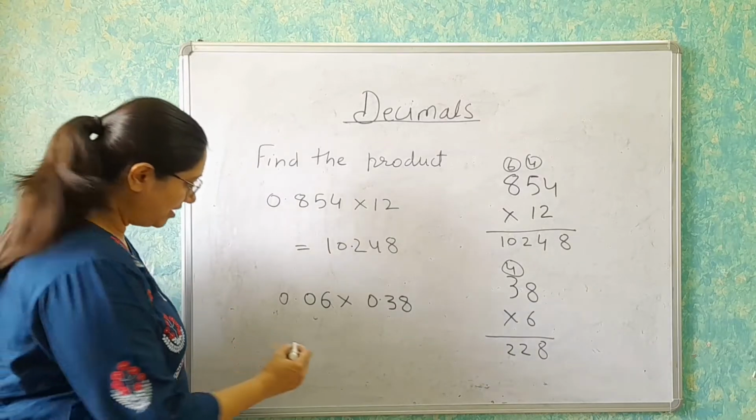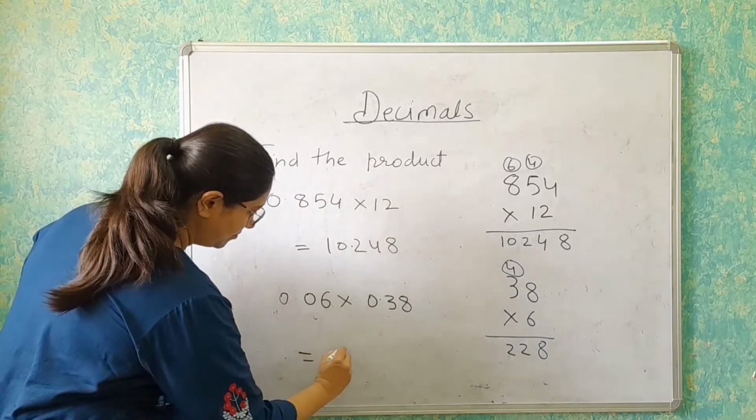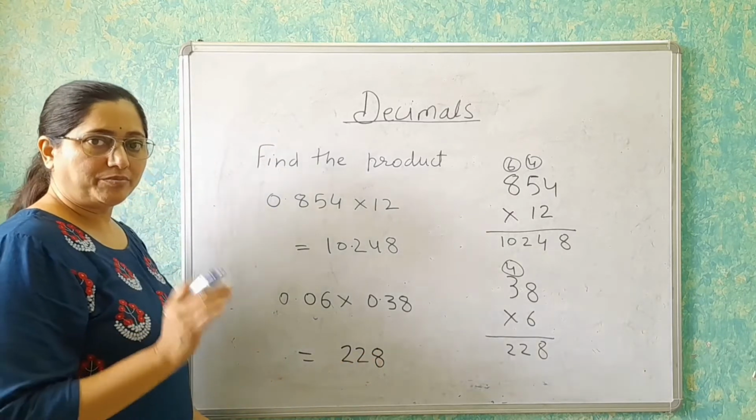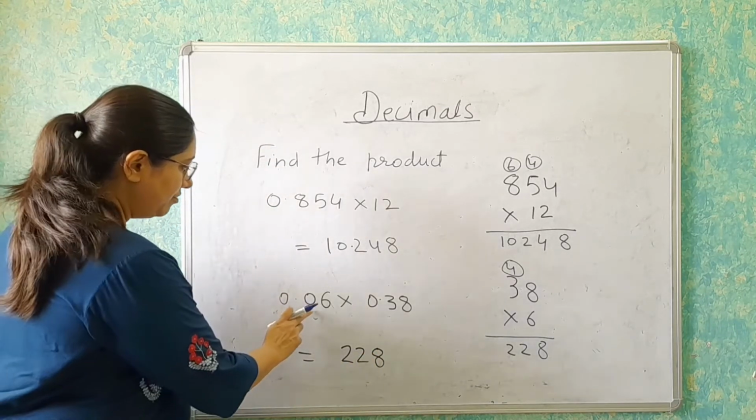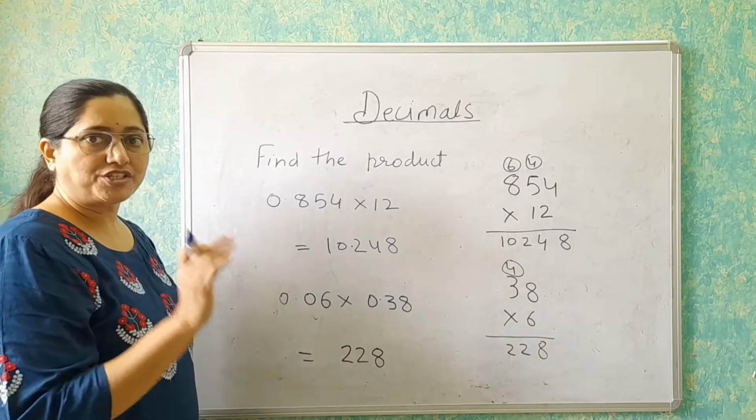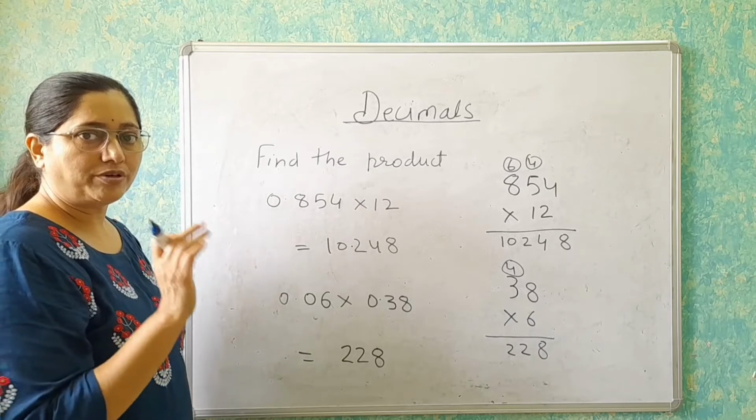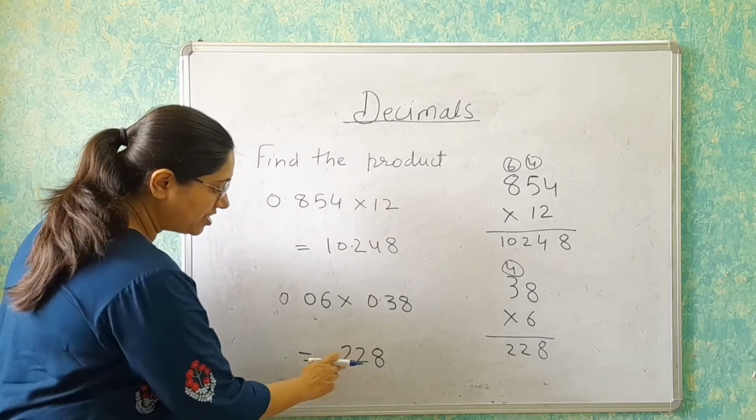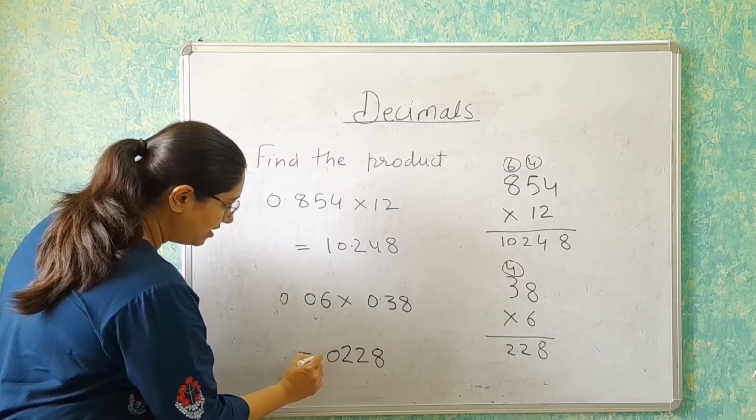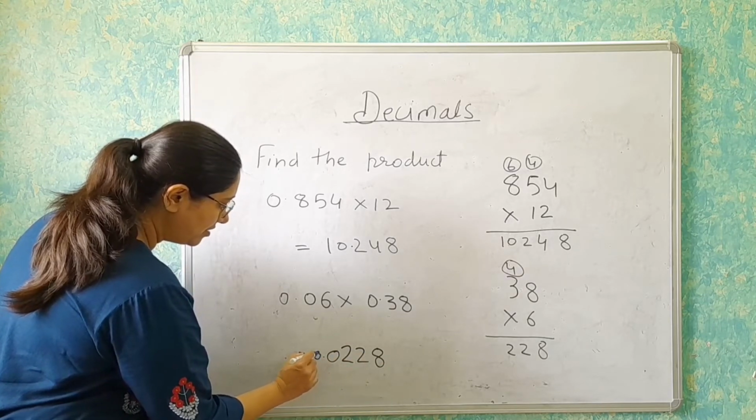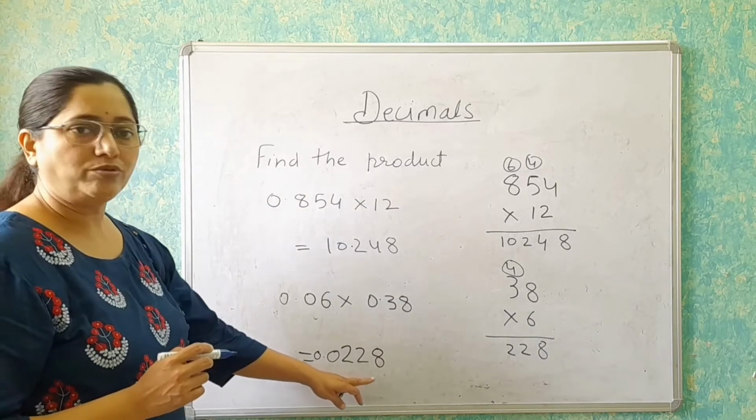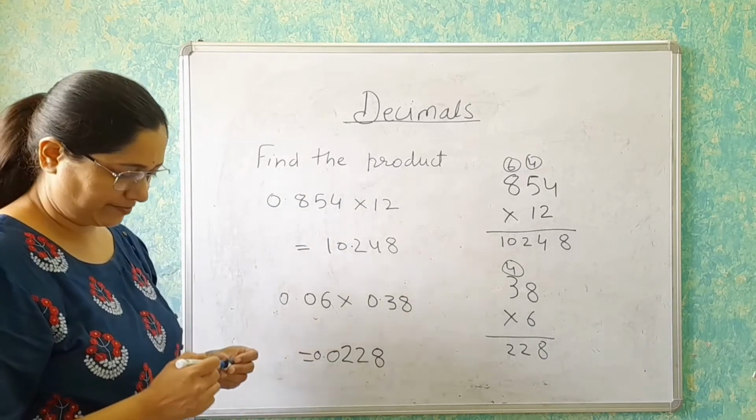Now I will write the answer. Now I will count the number of digits in the decimal part: 1, 2, 3 and 4. So after 4 digits from the right hand side, I have to put a decimal point. But there are just 3 digits, 1, 2 and 3. So I will put a 0 and then I will put the decimal. So our answer is 0.0228. This is the answer.